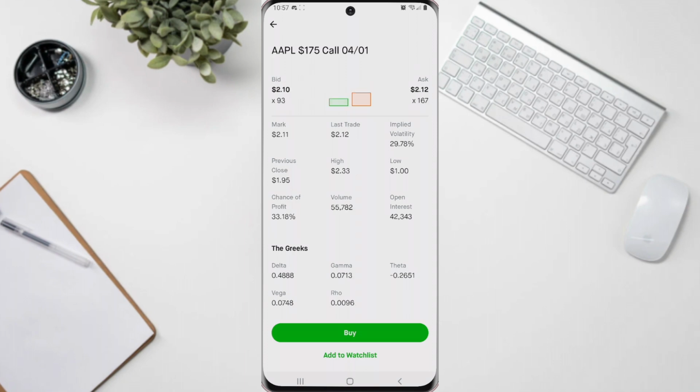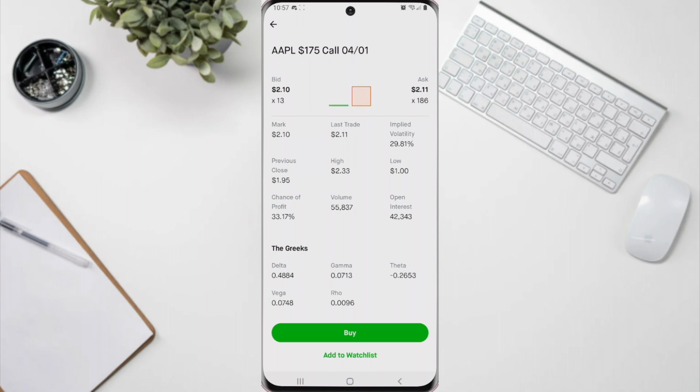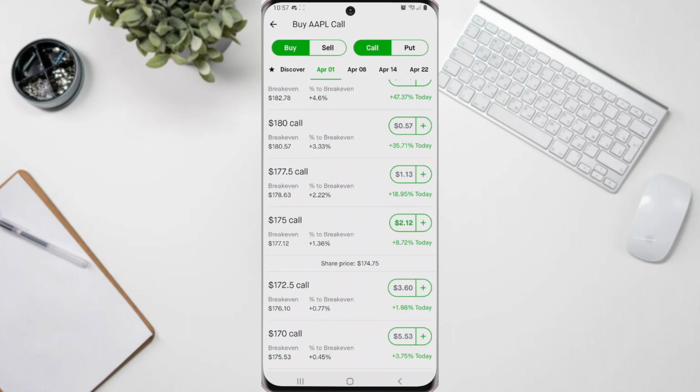All right. So your theta right now is sitting at negative 26. So that is $26 that you're going to lose every day by holding on to this contract. That is a lot of money for Apple. I personally would not be looking at swinging this contract and holding on to it if I'm looking at losing $26 a day holding this contract. So let's go ahead and look at another contract.